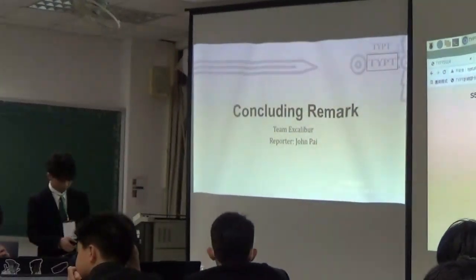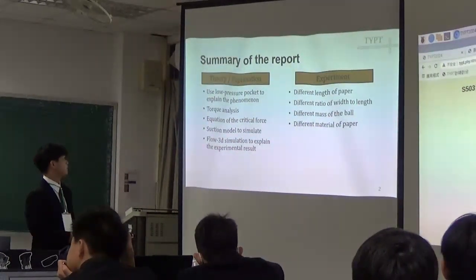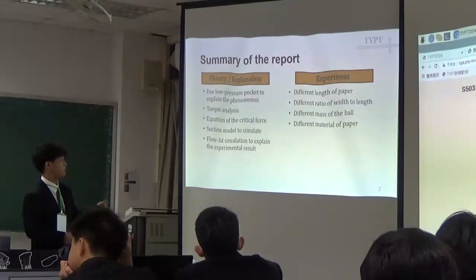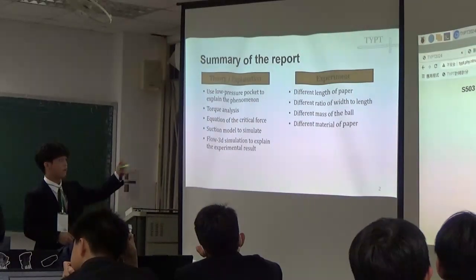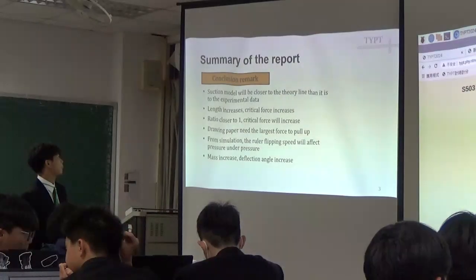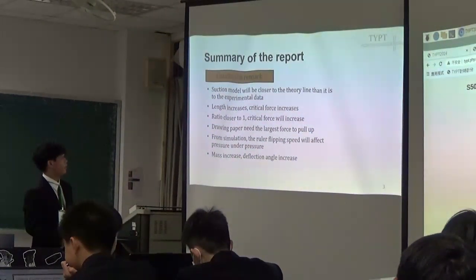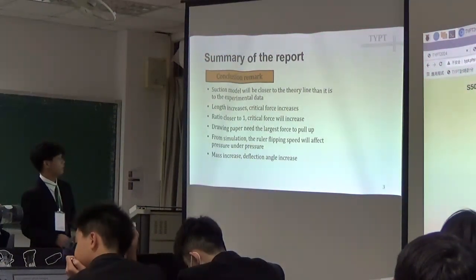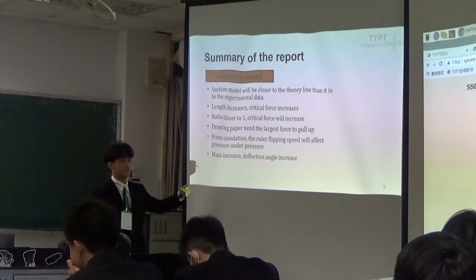Okay, so in our discussion we used the low pressure bucket analysis, the equation of critical force, and other simulations to discuss the phenomenon. We also used various parameters to discuss the phenomenon. Here is my conclusion: the structure model will be closer to the theory, and when the length increases, the critical force will increase. The closer the ratio is to 1, the more the critical force will increase. The mass will also affect this phenomenon.